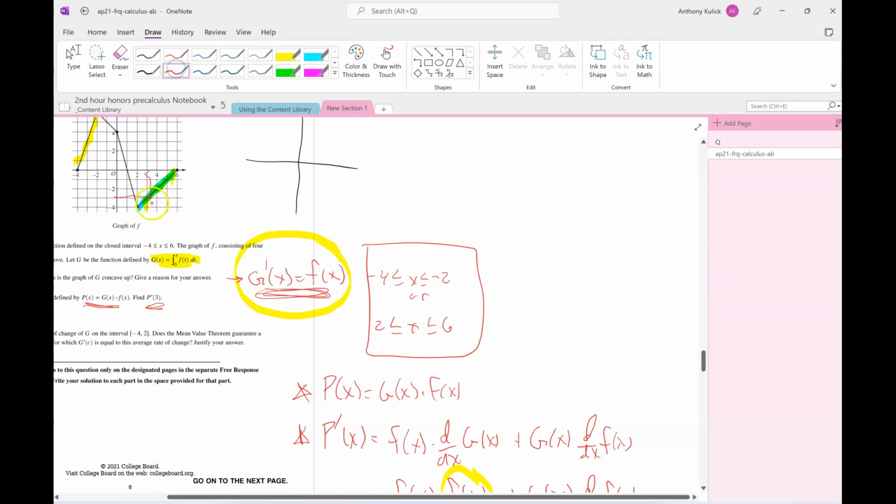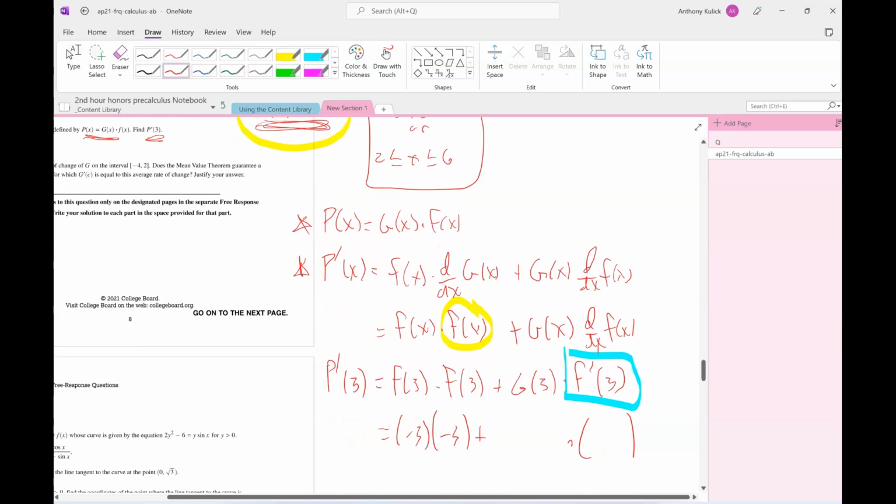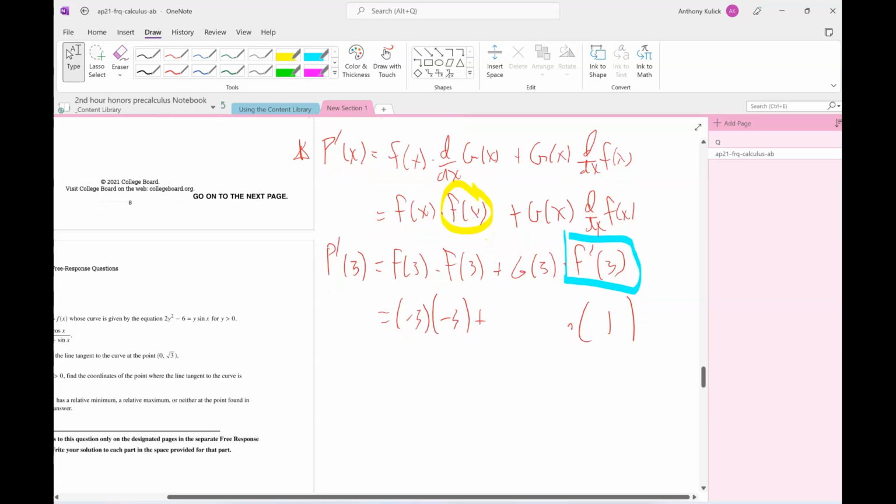So what did we do? We went 4 up and 4 over. So the slope there is just 1. So the only difficult piece is going to be getting g of 3. Everything else I just read directly from the graph. How do I calculate g of 3?